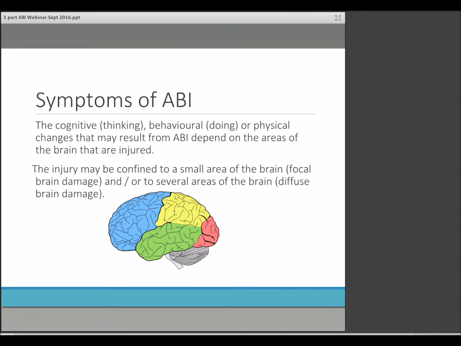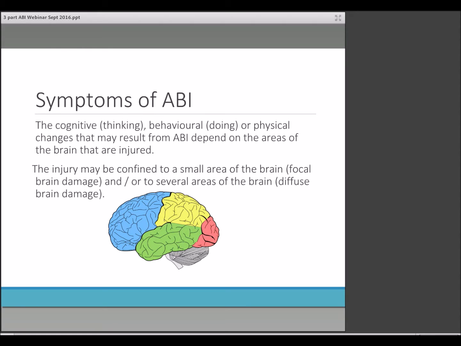So let's talk about the symptoms of acquired brain injury. The cognitive or thinking, behavioral or doing, or physical changes that may result from ABI depend on the areas of the brain that are injured. For example, the diagram is showing the frontal lobe in blue. The frontal lobe is responsible for a set of cognitive skills including formulating goals, problem solving, anticipating the consequences of actions, planning, and organization. Therefore, damage to this area of the brain could present as deficits in these areas of function, such as difficulty thinking through situations and difficulty making choices.